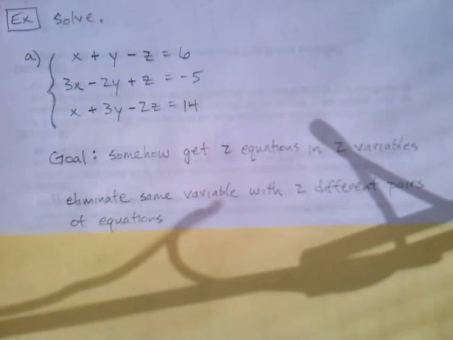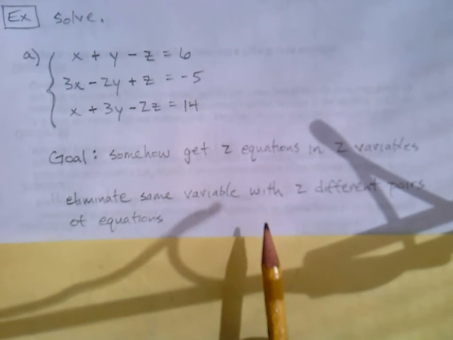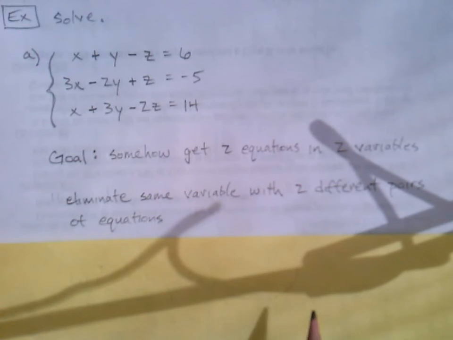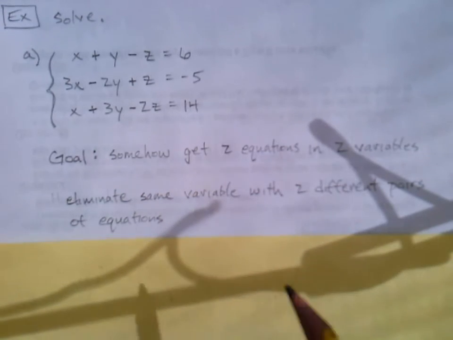Here's our strategy. We're going to eliminate the same variable, but we're going to do it twice. We're going to eliminate the same variable with two different pairs of equations. Okay? So to eliminate, you need a pair of equations to add together. So we're going to do that twice, but we're going to make sure we eliminate the same variable each time.